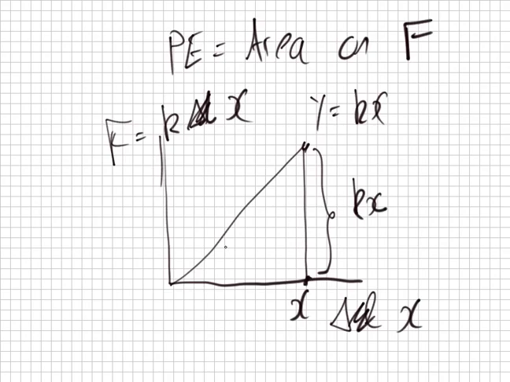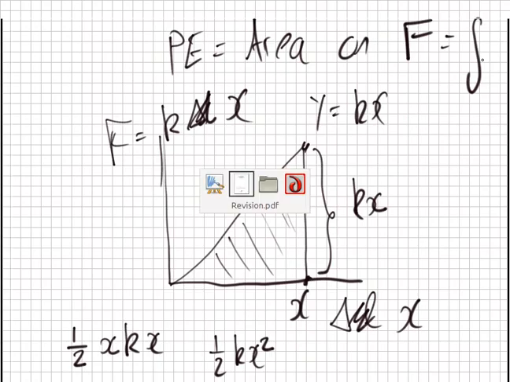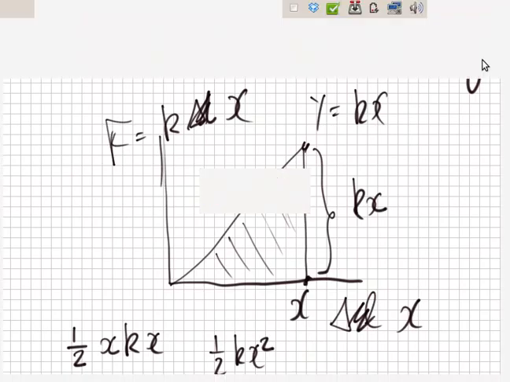What's the area of a triangle? A half base by the height. So that's a half Kx squared. So you have two choices in the exam. You can say potential energy is the area on the force graph, or as a maths problem, you could also say which is the integration on the force graph. Is that okay? Can I go back to the question, or do you need to? Okay.